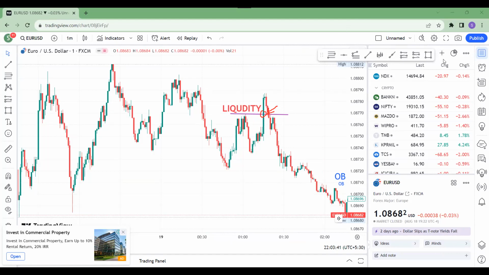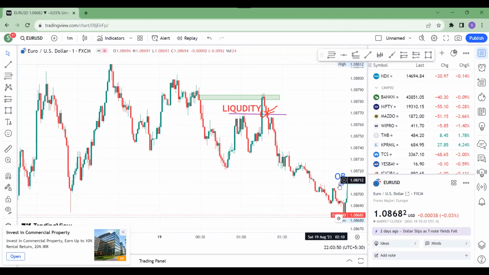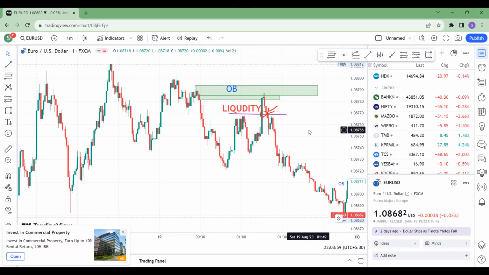What I suggest is, check where your imbalances are. See, here the imbalances reside, and just above that is an order block level. The entire area is the order block. The market will react to this order block. It will come to that order block level and grab that level, and then the market will fall. This is what the liquidity area suggests to you.